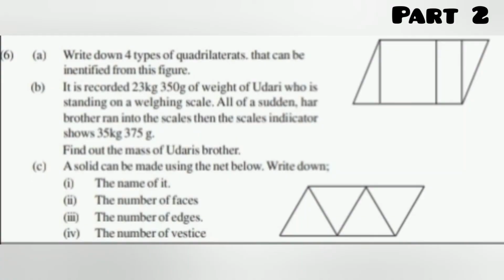C part. A solid can be made using the net below. Write down the name of it. Name is the regular tetrahedron. Then the number of faces in it is 4. Shape is the equilateral triangular shape. Then number of edges is 6. Then number of vertices is 4.